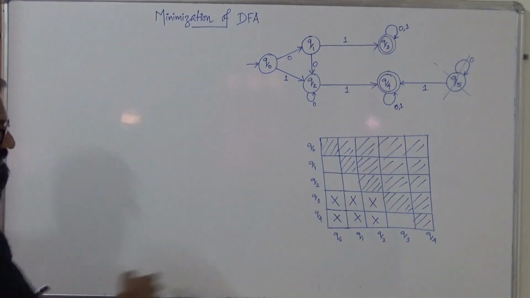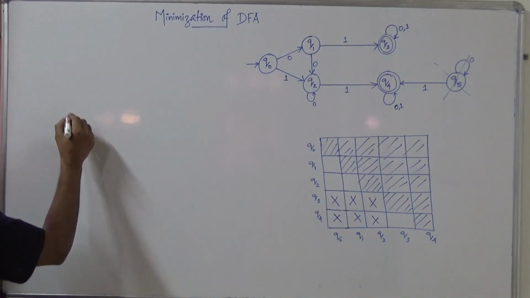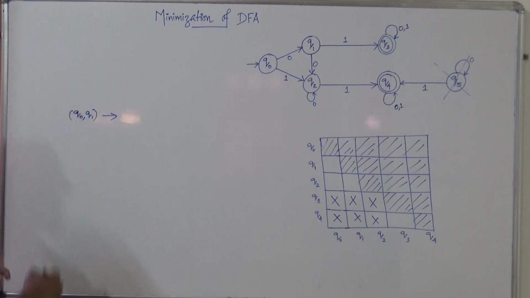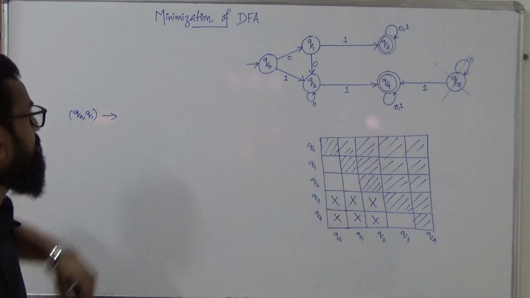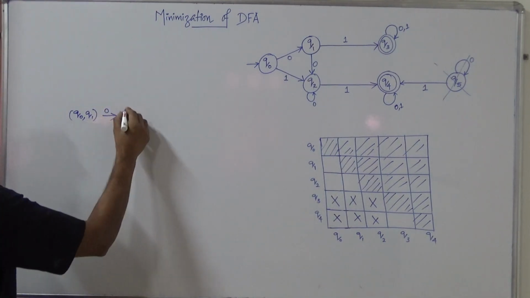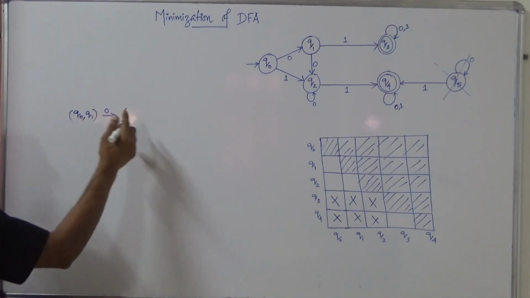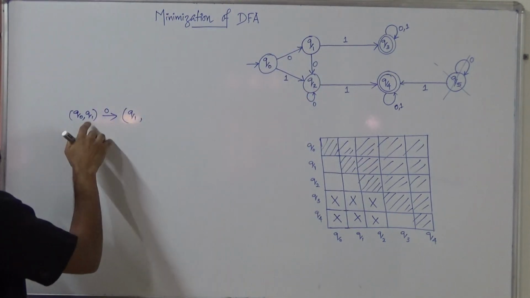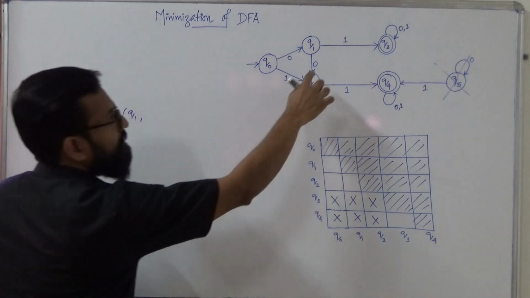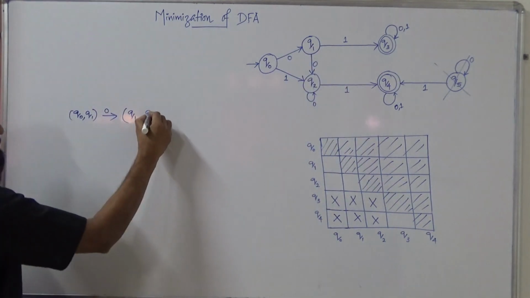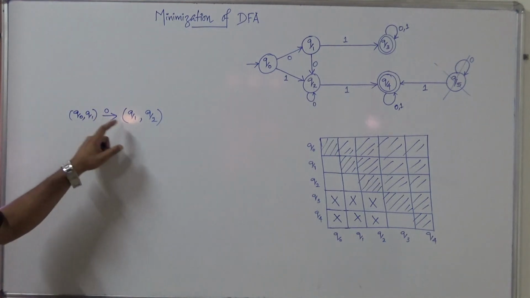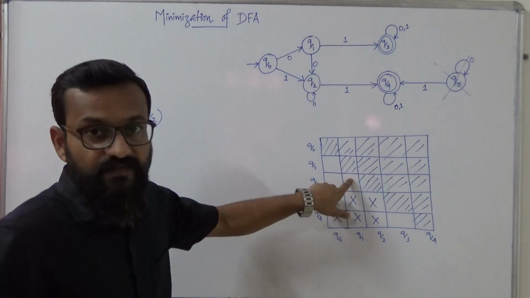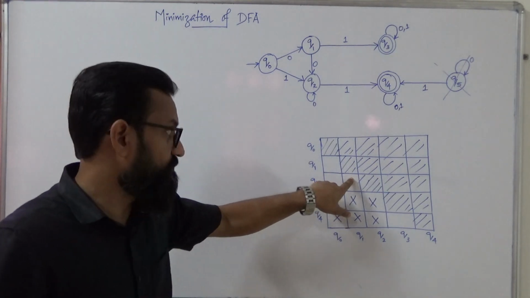So first you can consider the Q0, Q1 pair. Here the inputs are 0 and 1. So apply 0. When you apply 0 to Q0, δ(Q0, 0) gives Q1, and δ(Q1, 0) gives Q2. So by applying 0 you get the pair Q1, Q2. Verify whether Q1, Q2 is marked as distinguishable or not. It is not marked at all.